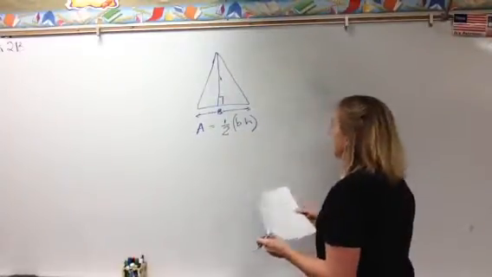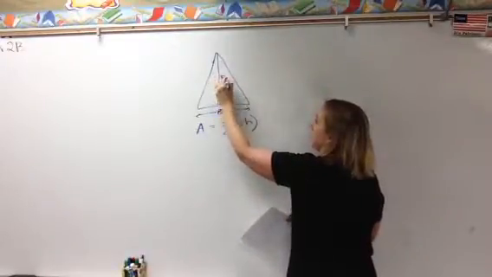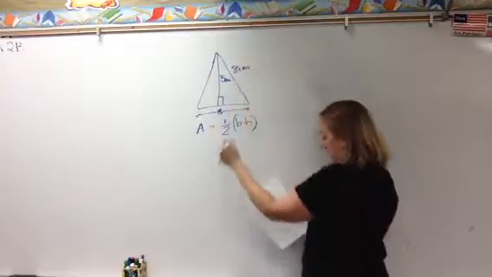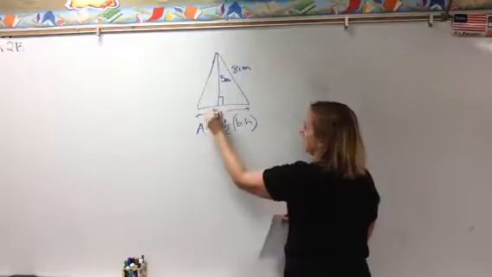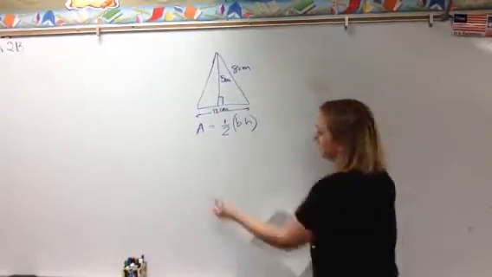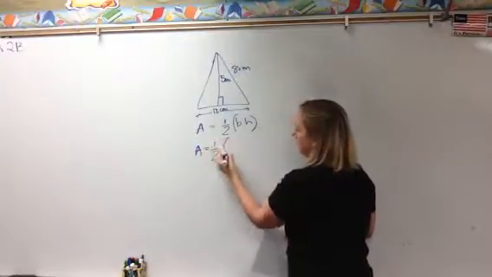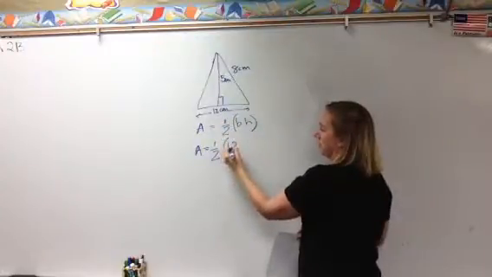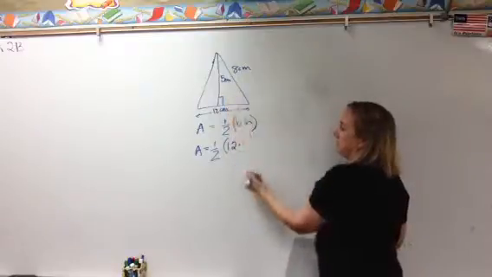All right, so here we go. We're going to fill in some numbers here. Let's say that our height right here is 5 centimeters. This side is 8 centimeters. And this down here, our base, is 12 centimeters. So now we're just going to plug in some information. Area equals 1/2 times my base, which is 12, multiplied by my height, which is 5.